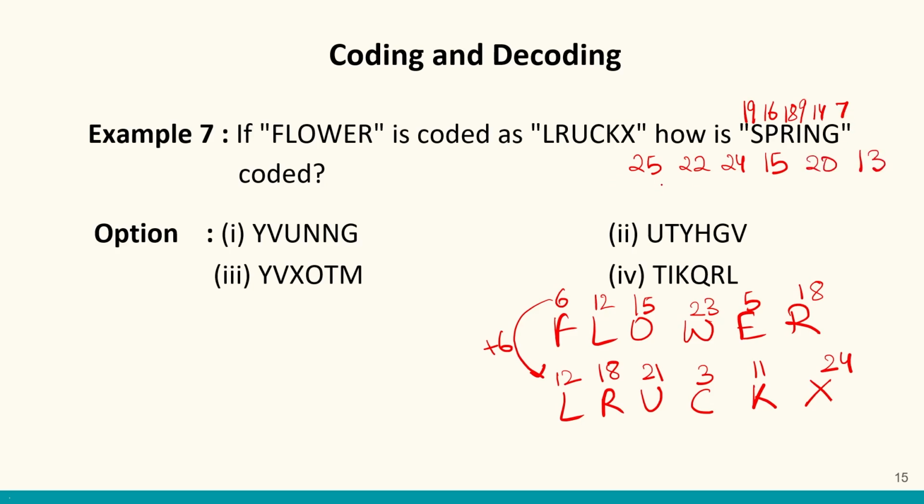So 25th position we have Y. 22nd position we have V. 24th position we have X. 15th position we have O. 20th position we have T, and for 13 we have M. So our code will be YVXOTM, which is option number 3. So option number 3 will be your answer.